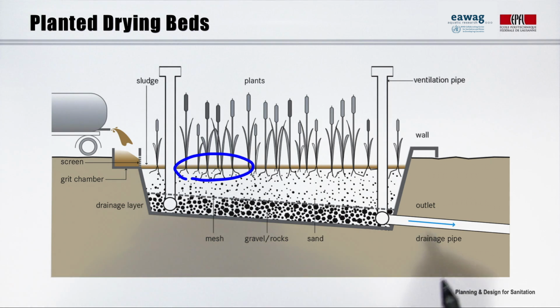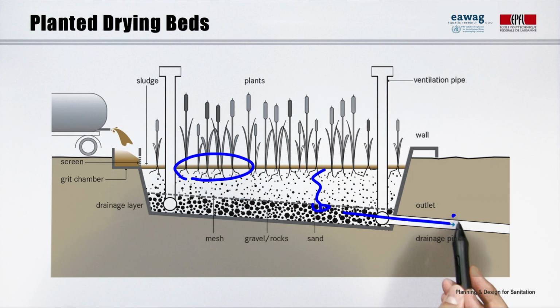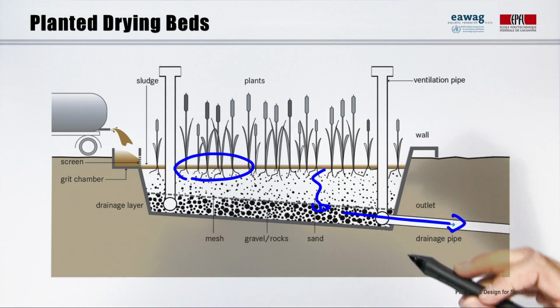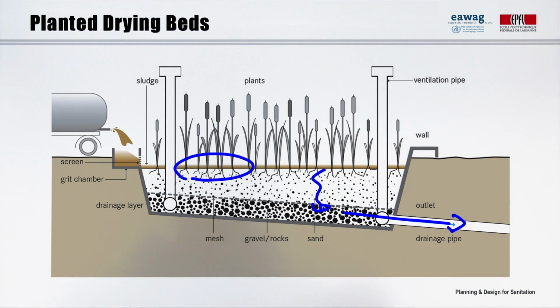The appearance of the bed is similar to a vertical flow constructed wetland, as we saw in the last module. The filtrate flows down through the filter and is collected through a drainage system. Ventilation pipes connected to the drainage system contribute to aerobic conditions in the filter.